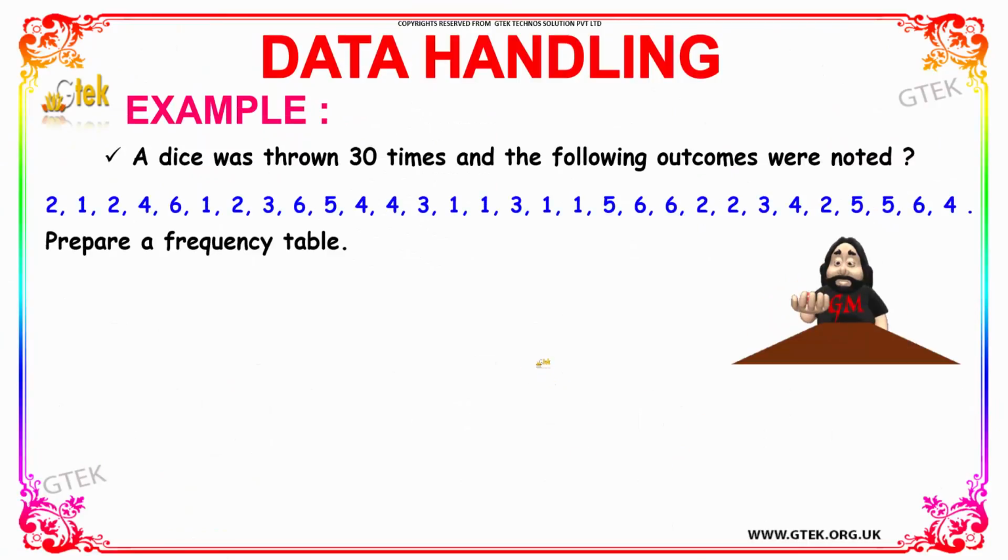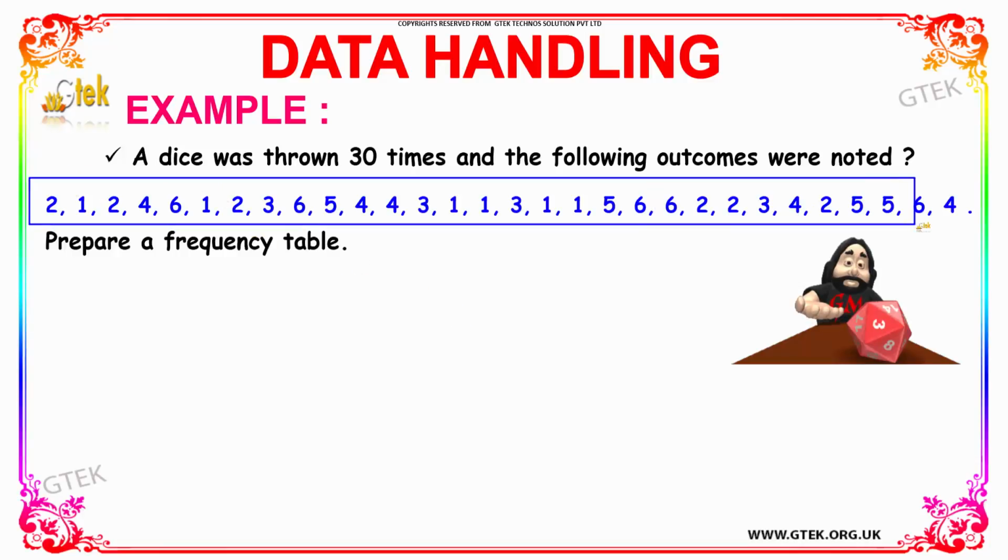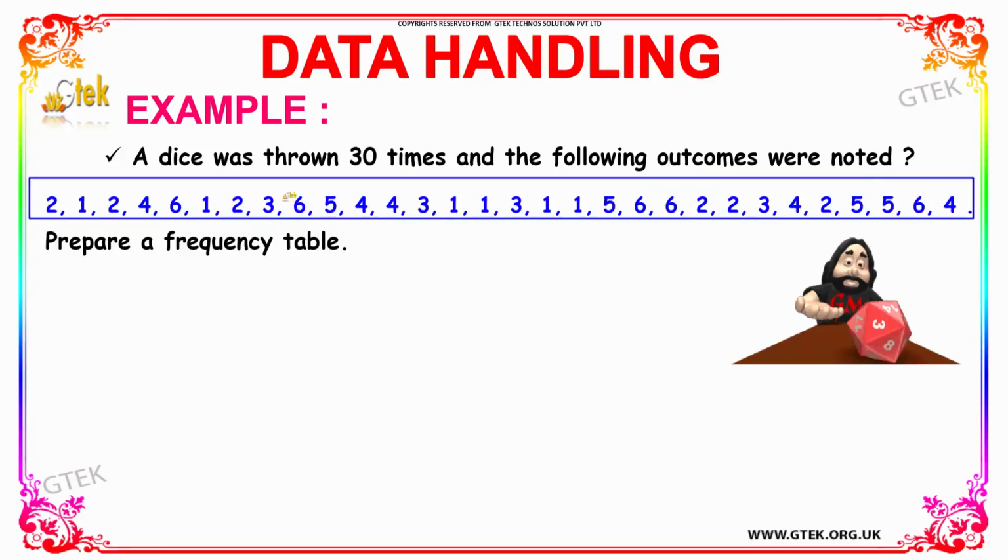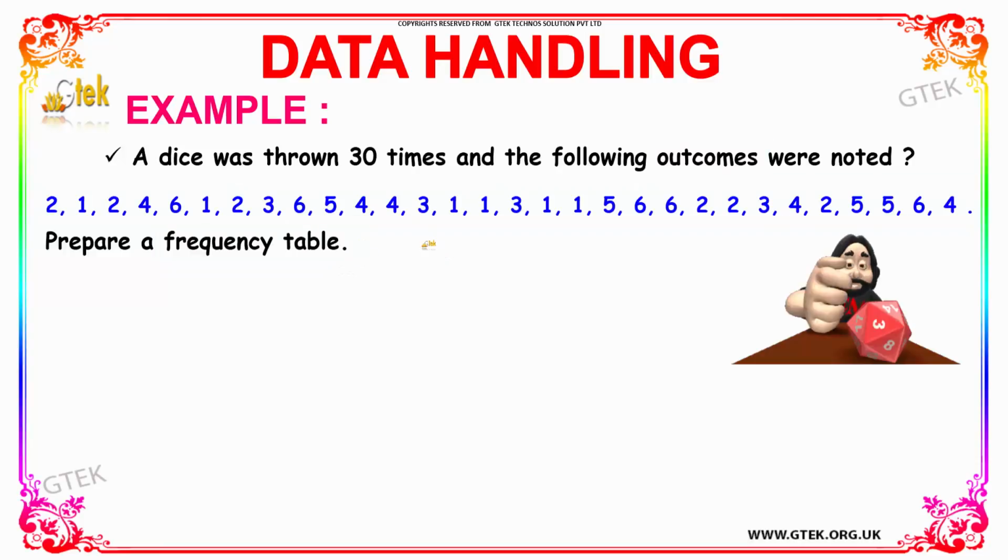Moving on to our next example, we have the data set as follows, which was obtained when a dice was thrown 30 times, and the data set was the outcomes of the dice. We need to prepare a frequency table for this data set. Let us see how to prepare the frequency table.